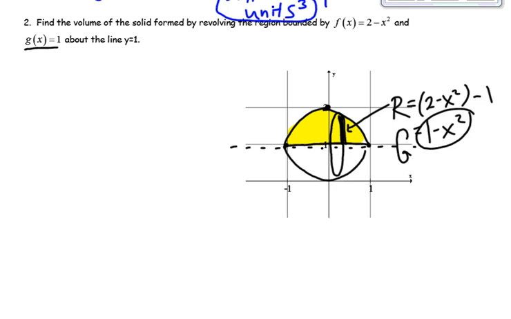Then to find the volume, the formula is pi r squared, so pi times the integral from, now you're looking at the yellow region to tell your limits of integration. So that would be from -1 to 1.